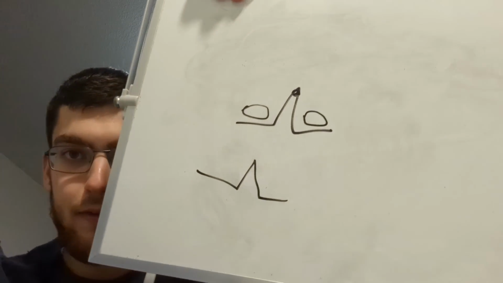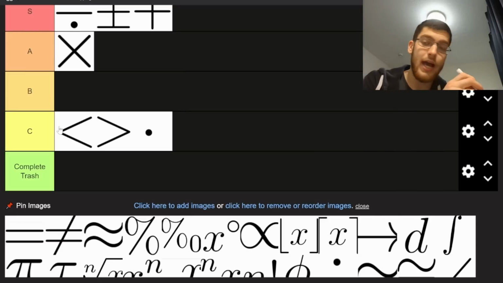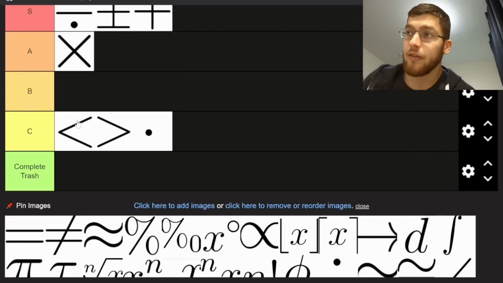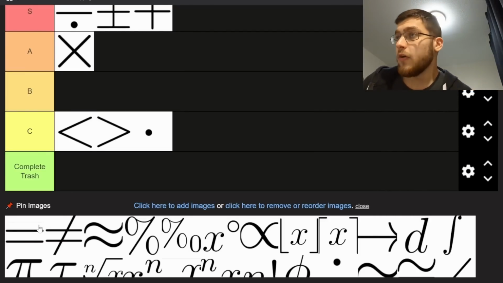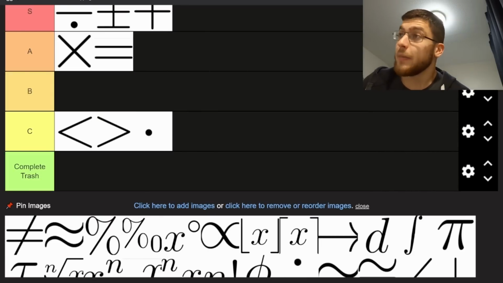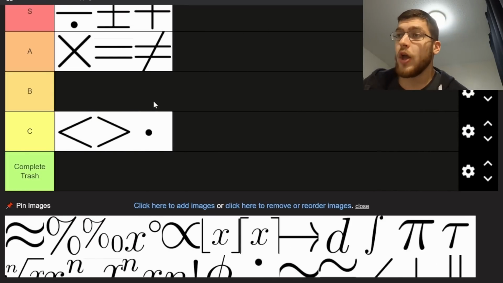Let me know in the comments if this is terrible, but I think that's a lot better than what we currently have. But what we currently have, it works, you know, it works. I don't think it confuses anybody, not like the less than or greater than symbol. So I've got to put this in A tier because it's pretty functional, it works pretty well.